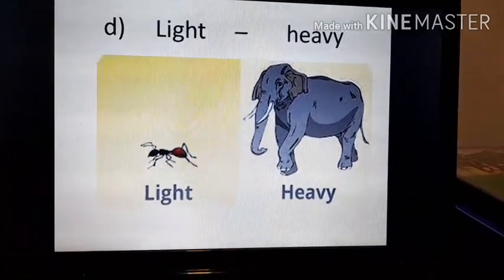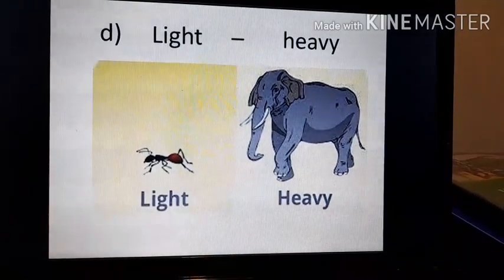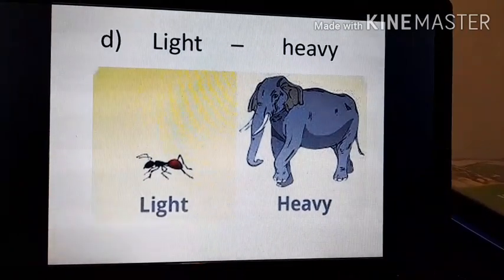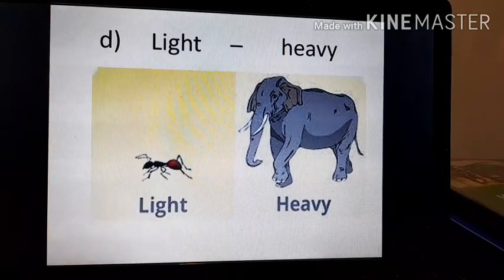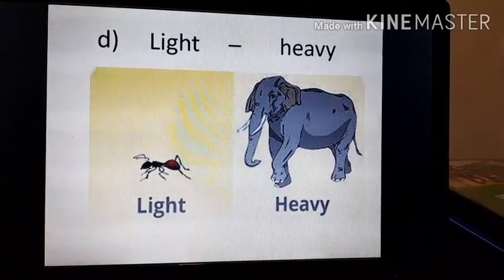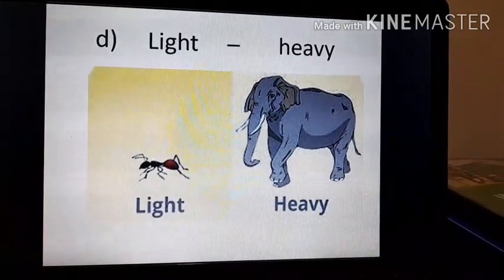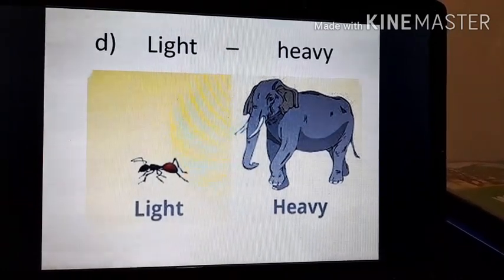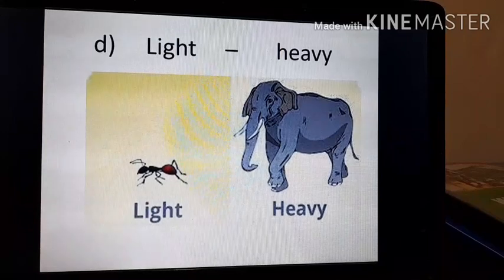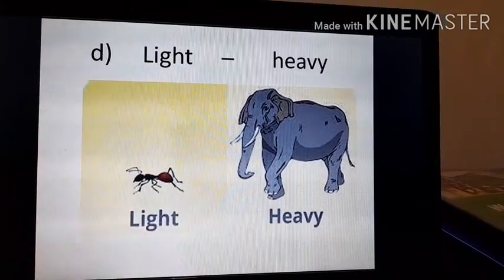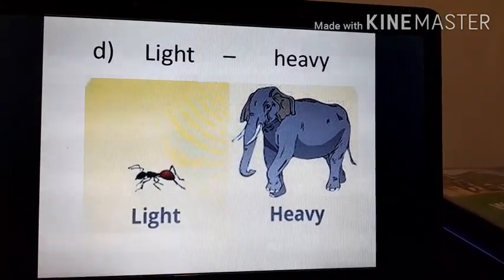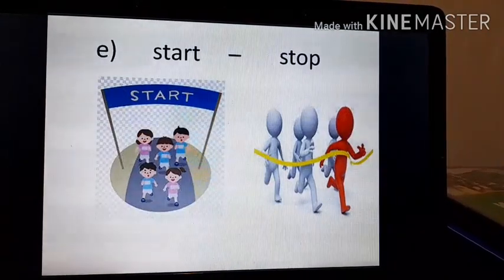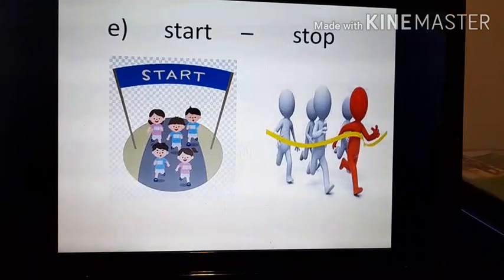Light, heavy. Light means हल्का, heavy means भारी. You can see an ant is a light animal and elephant is a heavy animal, right? Light means whose weight is light and heavy means whose weight is heavy. Light and heavy. Now the next example is start and stop.